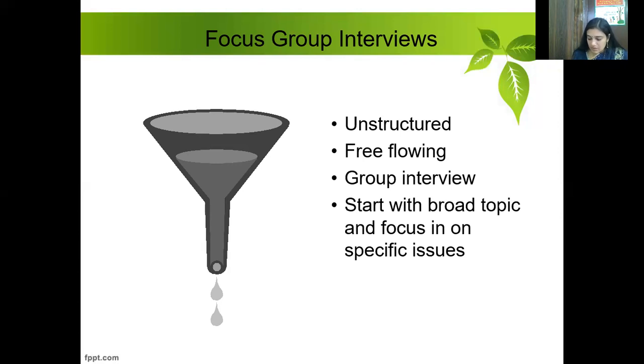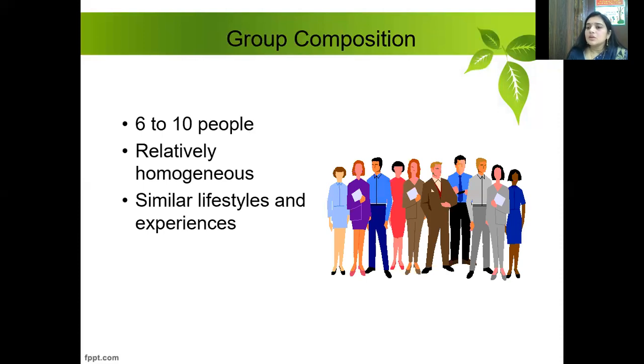This will not be starting with the actual small topic, no. This group generally consists of 6 to 10 people. You can form a group and then start with the focus group interview. Then relatively homogeneous. We'll be considering like-minded people, with similar backgrounds, similar lifestyles and similar experiences, so as to get one particular point, so as to get the crux of the interview.